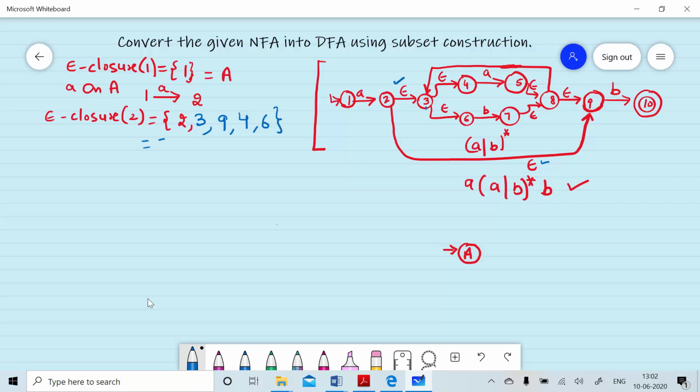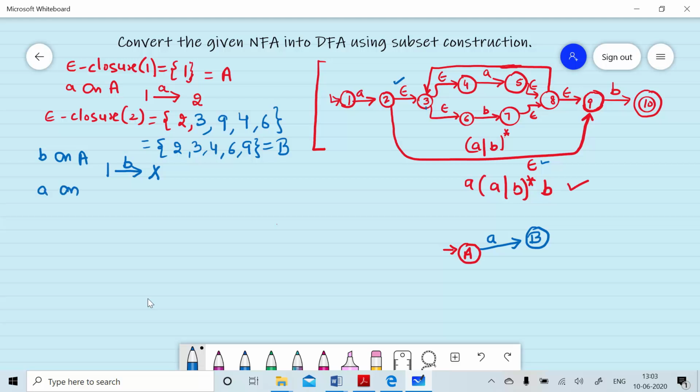We can arrange them in increasing order: 2, 3, 4, 6, 9. Let's call it B. On reading of A, we will move to another state, that is B. Now we will discuss B on A. There is no outgoing edge of B on state number 1, so reading of B is not possible on A.